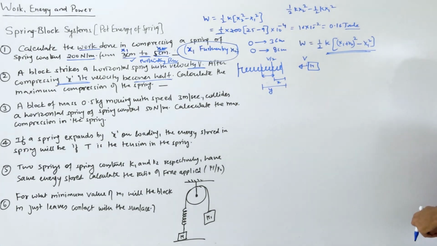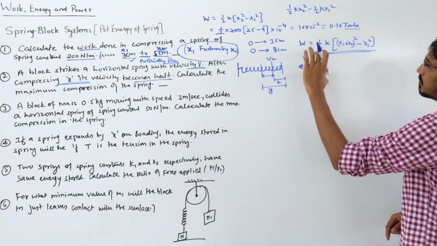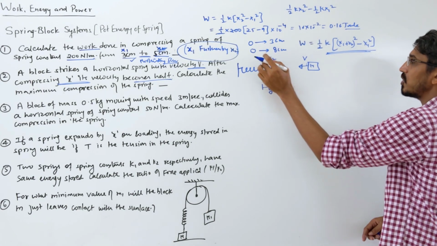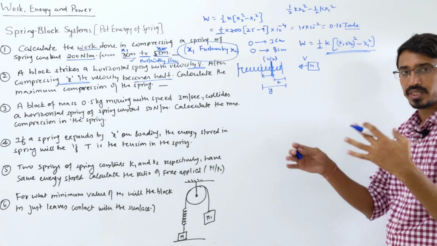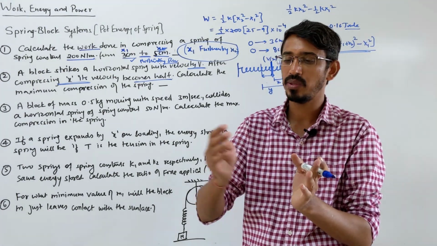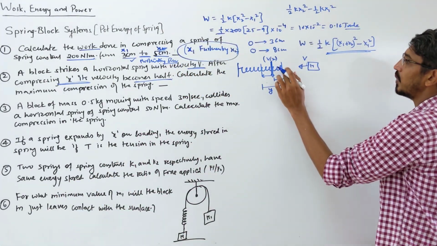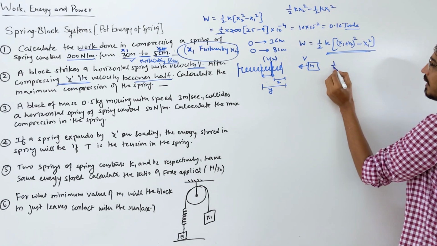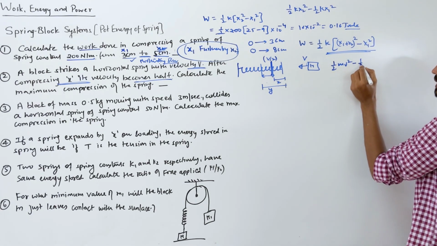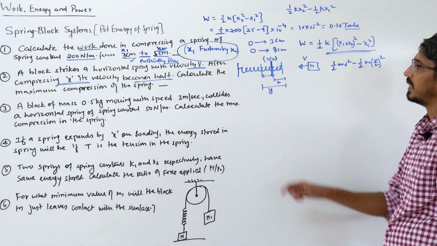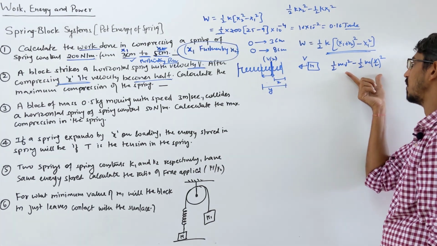So let's write energy conservation. Till the block comes to the point when the velocity becomes v by 2, the loss in the energy of this block will be equal to the gain in the potential energy of the spring. So how much energy is lost from this point to that point? I am calculating half mv square, the initial energy; final is half m into v by 2 square, since at that point velocity is v by 2. This is the loss.